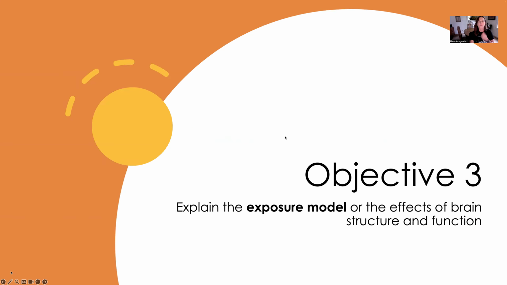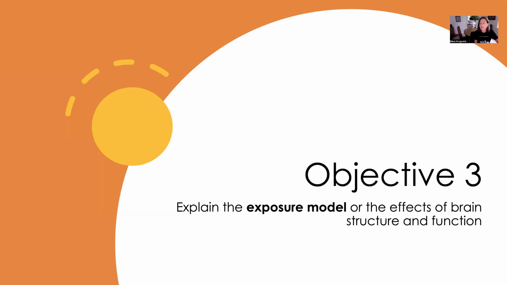Okay, objective number 3. I'm going to explain the exposure model, or the effects of drugs on brain structure and function. So let's go back to the exposure model that we talked about early on in Module 2. The exposure model is a disease model, but it basically says that rather than having a predisposition or a susceptibility or a disease at birth, maybe from genetics, what happens is that when you ingest substances, those change your brain and give your brain a disease, more or less. So the disease is caused by changes in brain function.